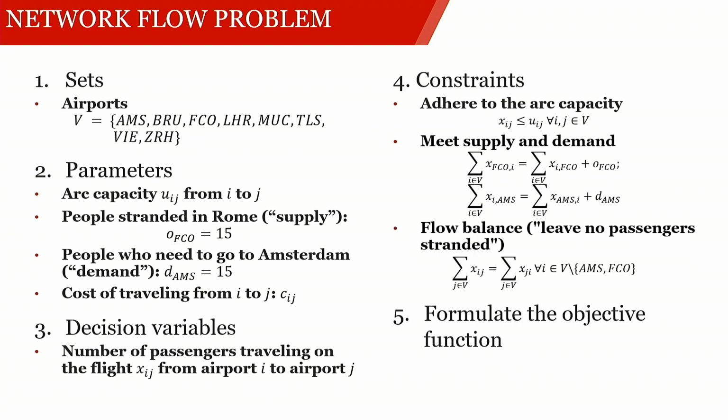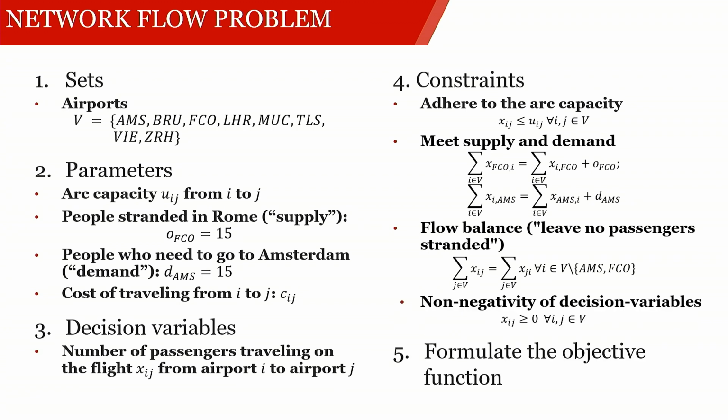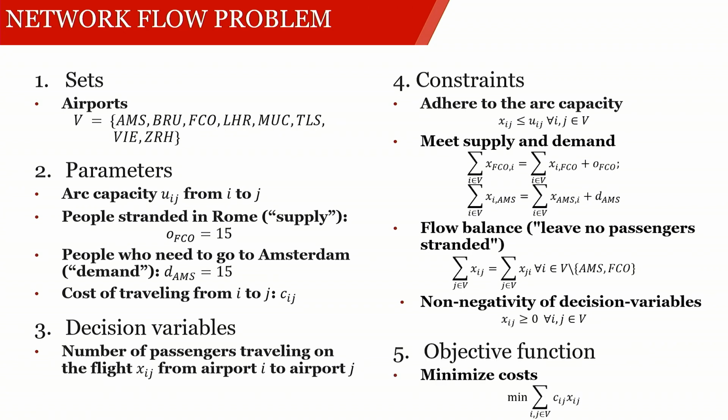The next thing that we have to consider is flow balance. So the number of people that enter an airport also has to equal the number of people that leave this airport, obviously with the exception of Amsterdam and Rome. And lastly, we have to consider non-negativity of decision variables, because obviously we don't want -7 passengers on a flight. In the objective function, because we're considering the minimum cost network flow problem, we're simply minimizing the total costs. So the costs per arc multiplied with the number of people that use this arc.